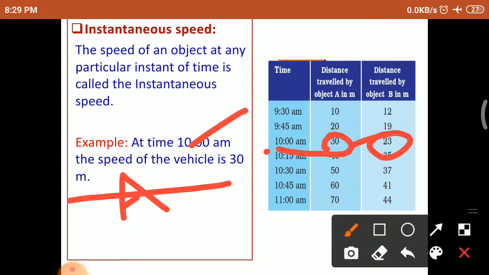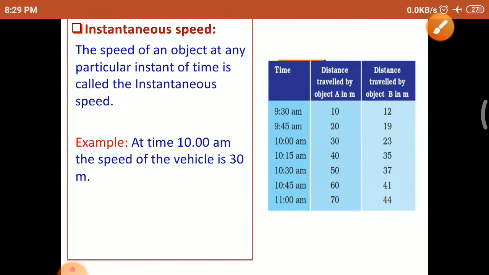Dear students, I hope you understood what is meant by speed, uniform speed, non-uniform speed, average speed and instantaneous speed. When we have to calculate average speed, when the object covers unequal distance in equal interval of time, we can calculate the average speed.